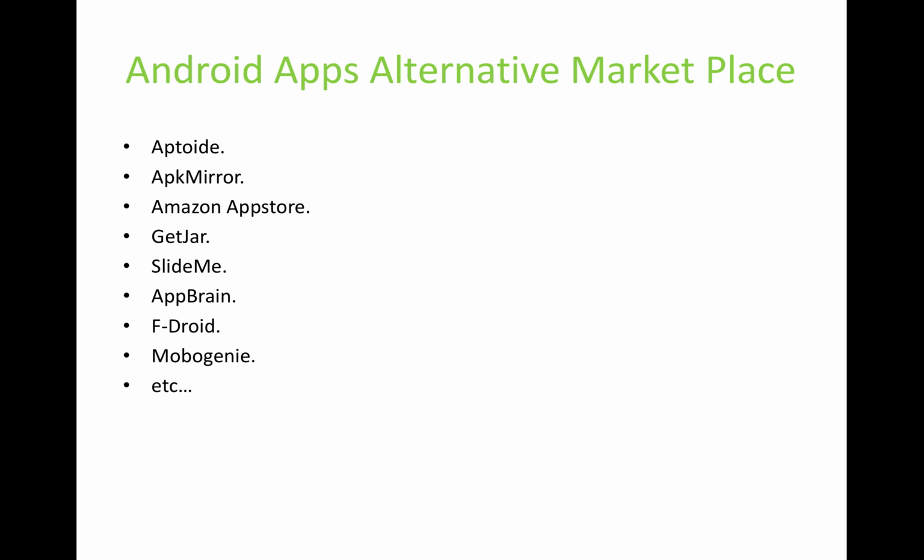Android apps alternative marketplace. There are so many alternative marketplaces for Android: Aptoide, APK Mirror, Amazon App Store, GetJar, SlideME, AppBrain, AppDroid, Mobogenie, etc.